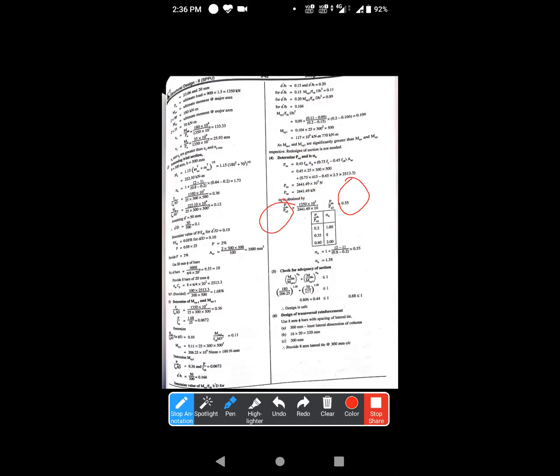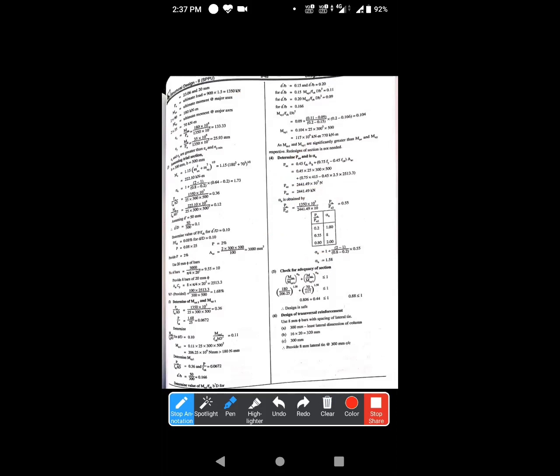अल्फा एन is obtained from the formula PU upon PUZ, ठीक है, वो कैलकुलेशन कीजिए 0.55। आपके SP16 में इसका चार्ट दिया हुआ है, to go for that chart. उससे मिलेगी अल्फा एन की वैल्यू by the interpolation, then check for accuracy of the section, okay, is less than or equal to 1. If it is coming less than or equal to 1, then your design is safe.